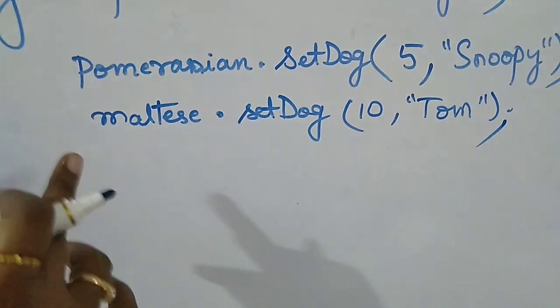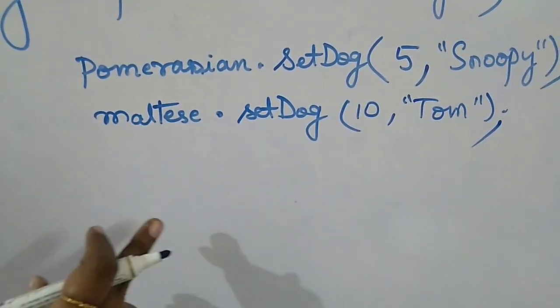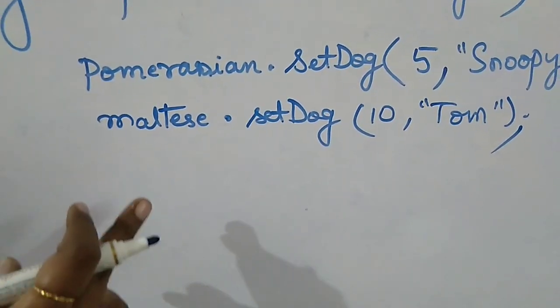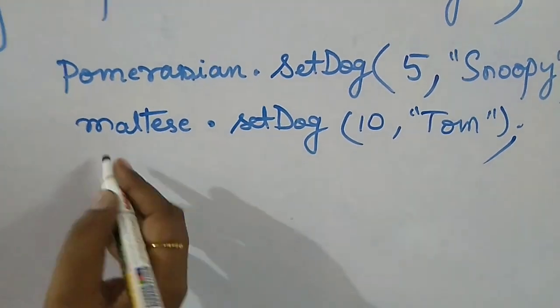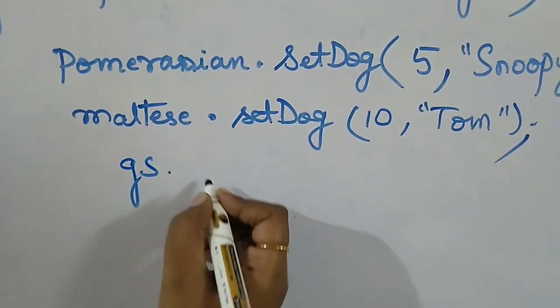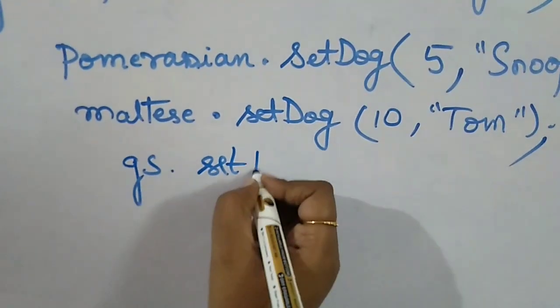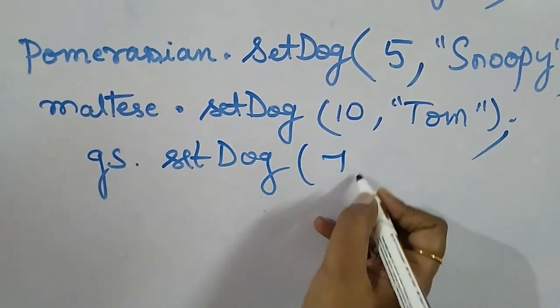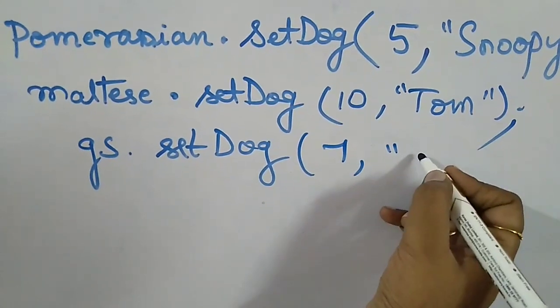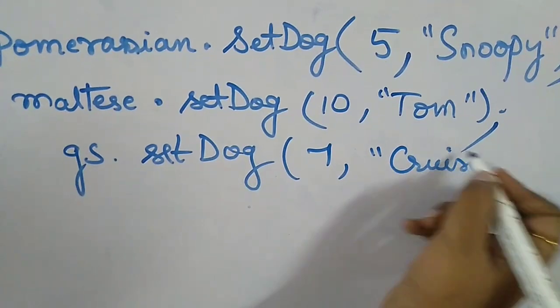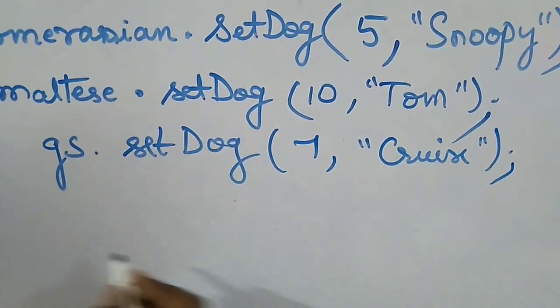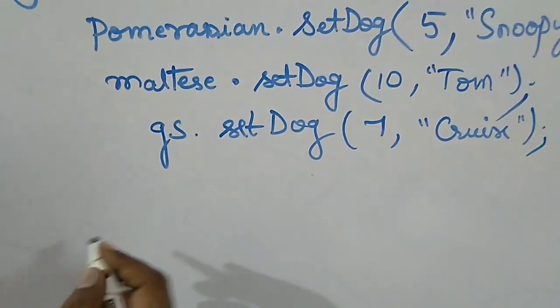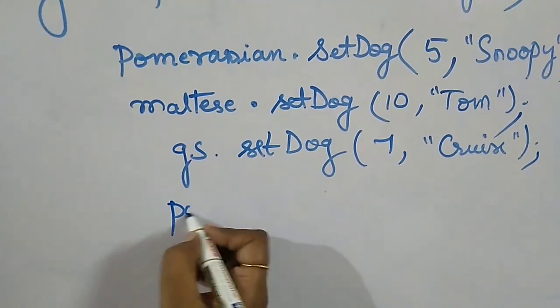Okay, so that's why they are called instance variables, and instance variables are stored on the heap. For the German Shepherd, I am saying gs.setDog, and the age of this is 7 years, and the name of this is Cruise. Okay, it's not Tom Cruise.